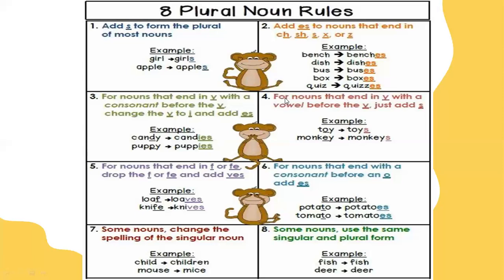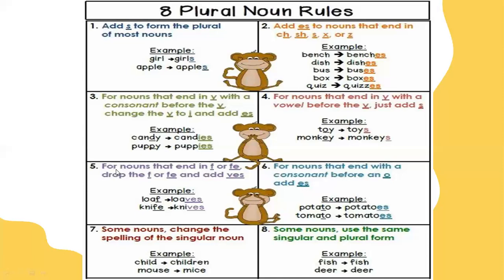And look at the fourth one: the nouns that end in y with a vowel before y, just add s. So here this word is also ending with y, but before that we are having a vowel letter. So you have to just add s to make it plural.